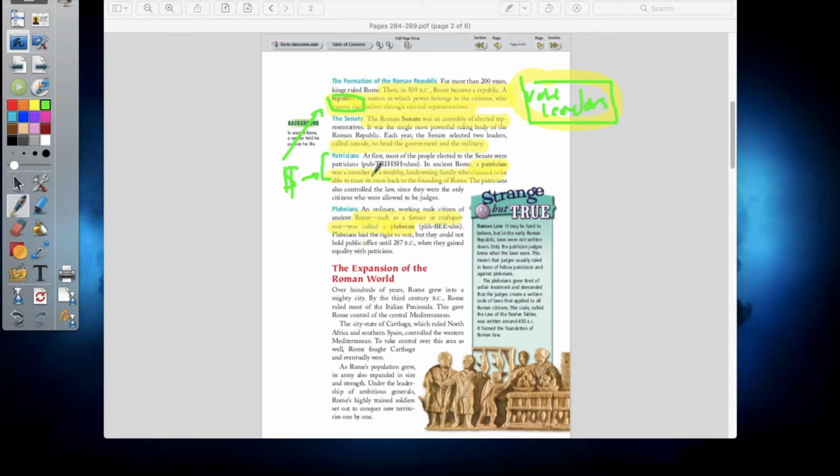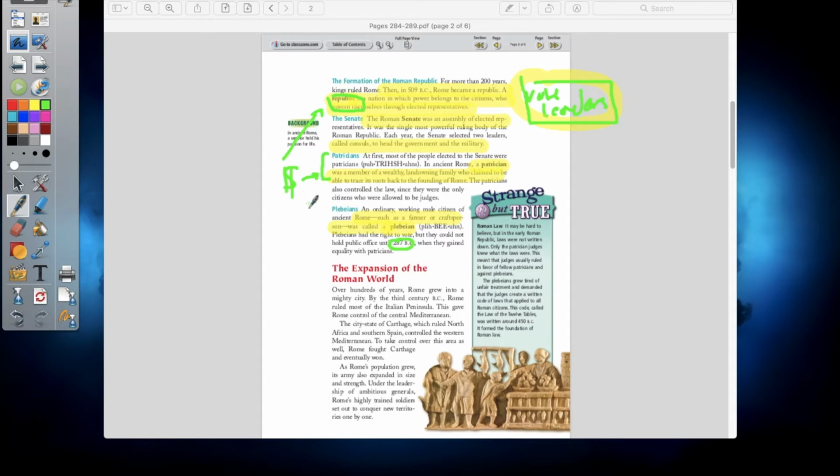Yes, you could vote for your patricians, you could vote for your leaders, but you yourself could not become one for the longest time. It wasn't until 287 BC that they actually ended that. And the reason why is because they actually had a civil war amongst their country between rich and poor people for the most part to make that happen.